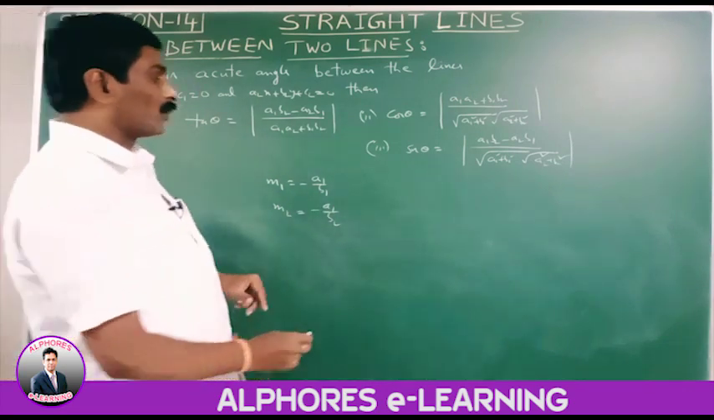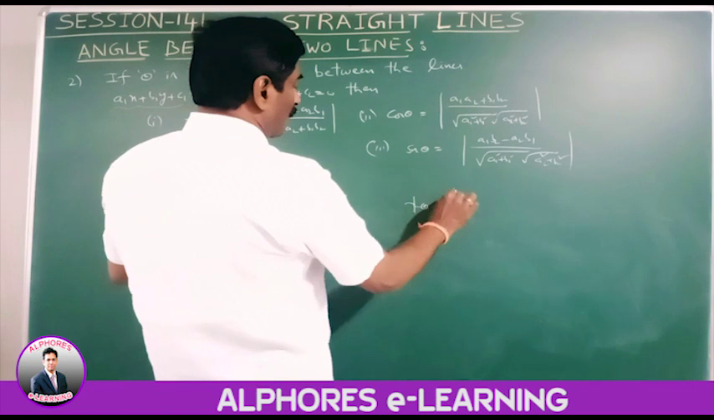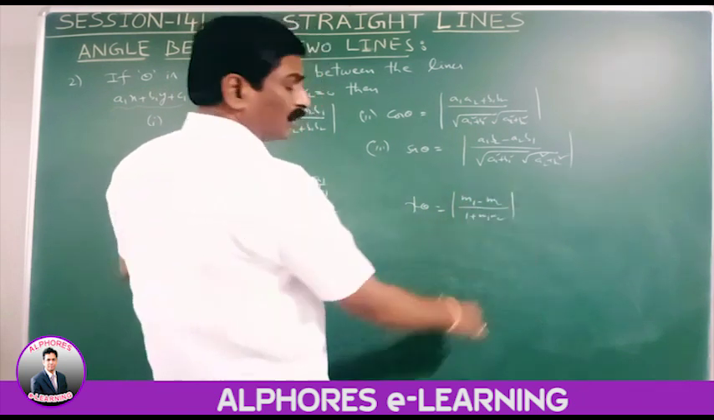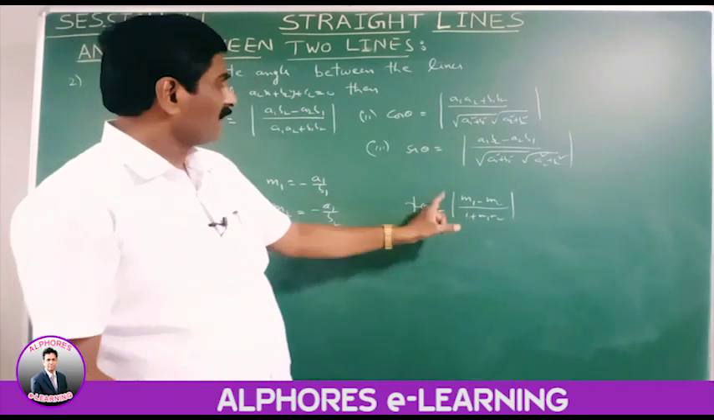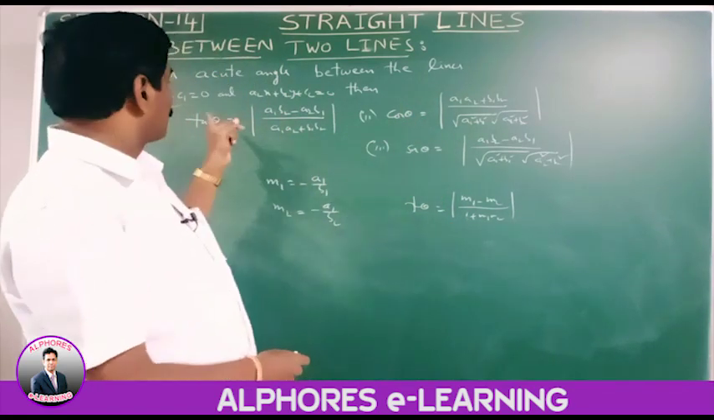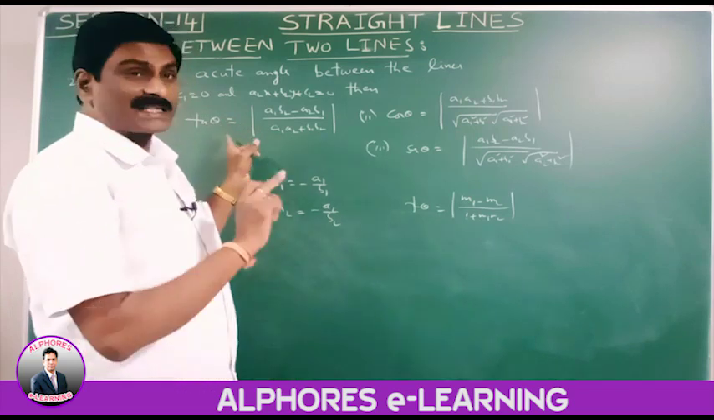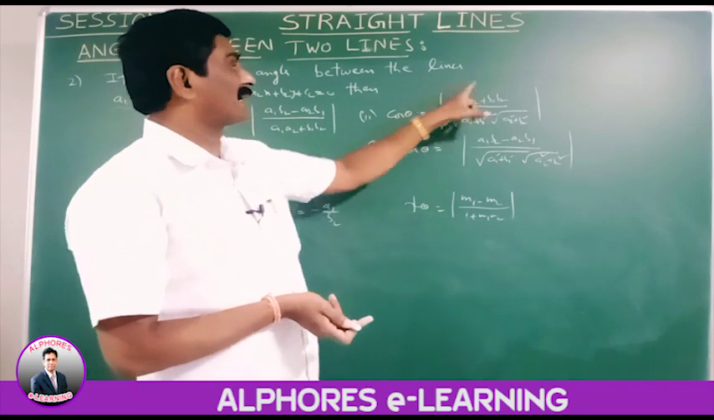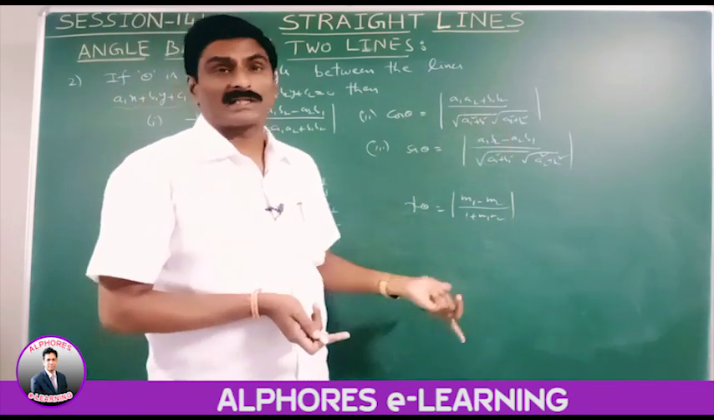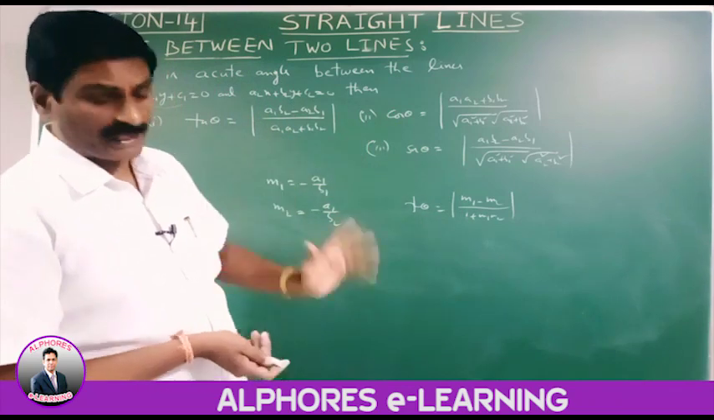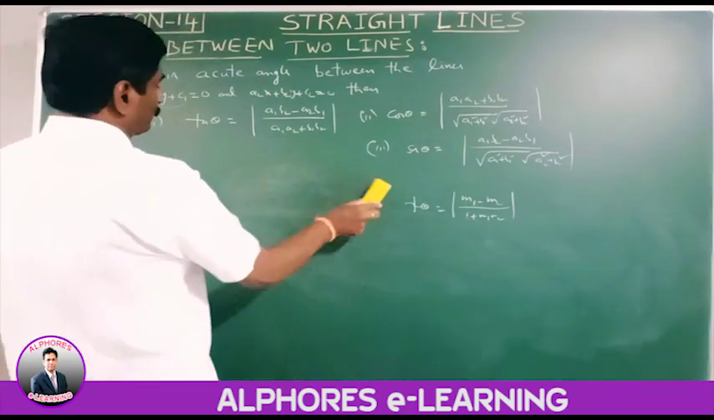Okay, already we proved this value. Tan theta is equal to mod of m1 minus m2 by 1 plus m1 m2. Substitute these values in this equation, we get the required result. By using the trigonometric properties, by drawing a triangle, tan is opposite side by adjacent, we find the value of hypotenuse. Then cos is equal to adjacent side by hypotenuse, sin is equal to opposite side by hypotenuse. By using those properties, we derive these values. Okay, please note this value.